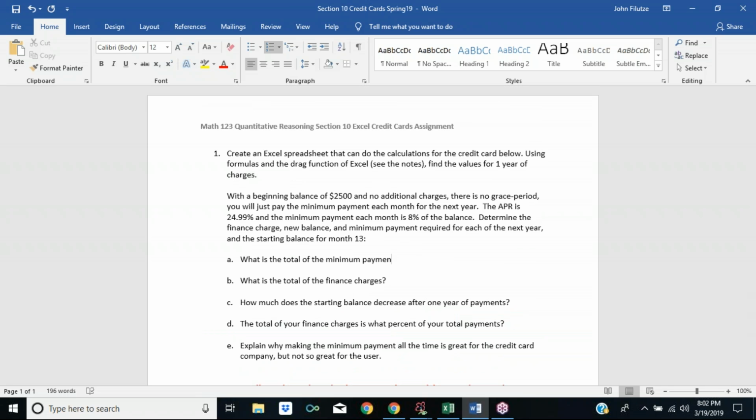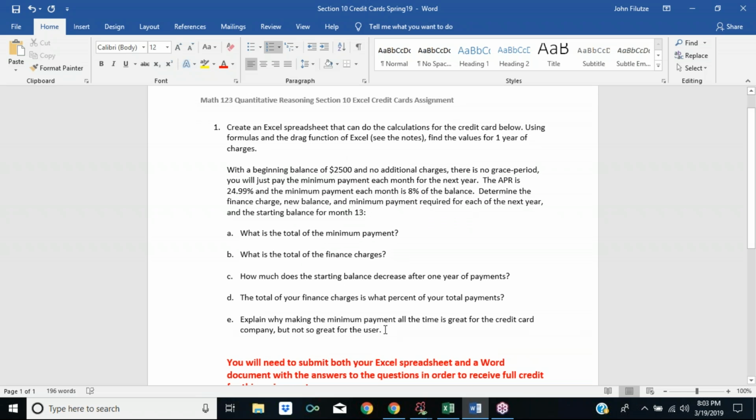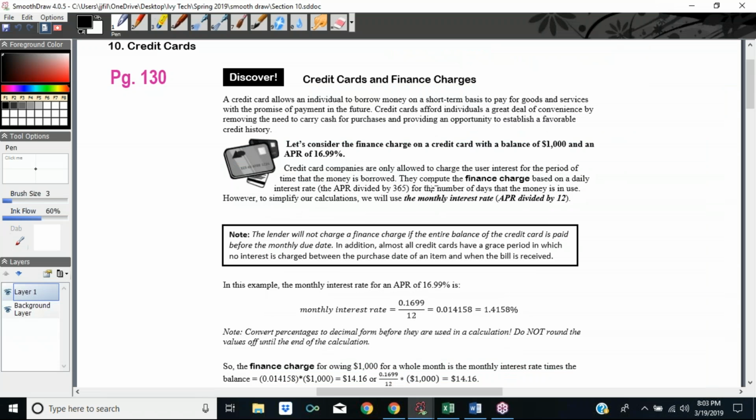You might want to boldface them or type them in a different color so I know that that's your answer, but note somehow that these are your answers where it starts. And then make sure that your explanation for part E is meaningful and not super simplistic. All right, so that's that assignment. Today our assignments are WebWork 10 and 11, and then that Excel credit cards.